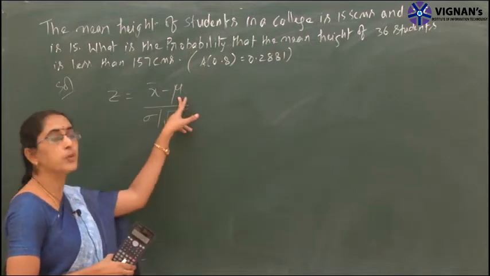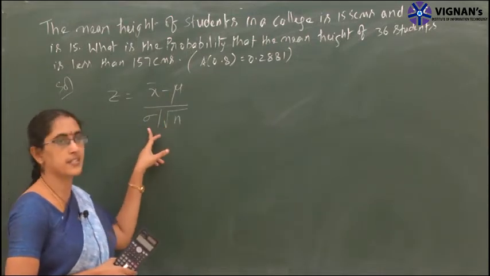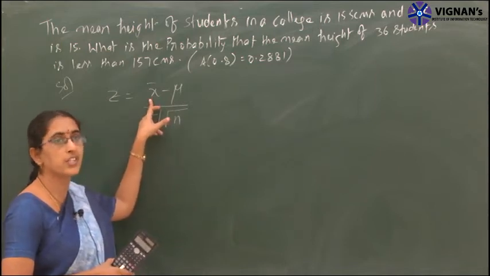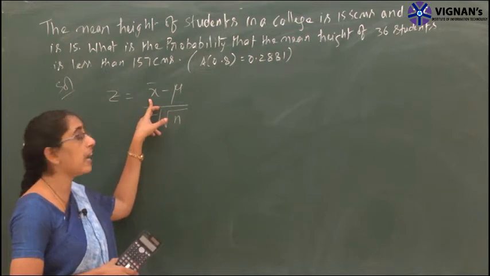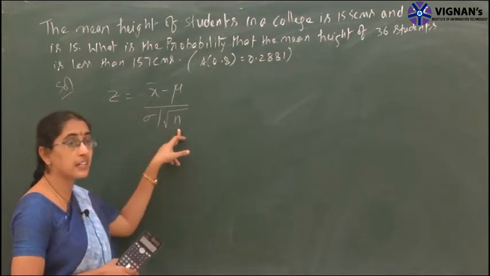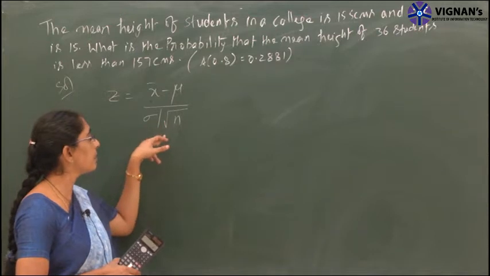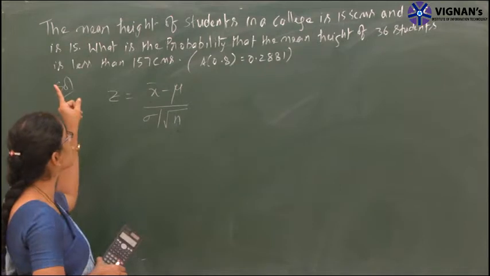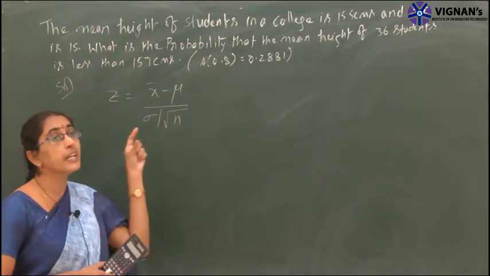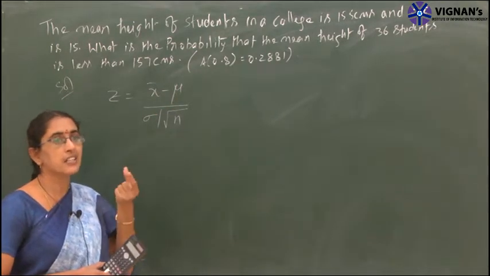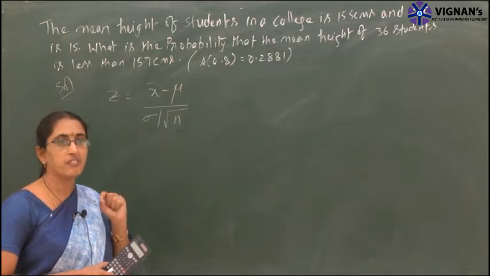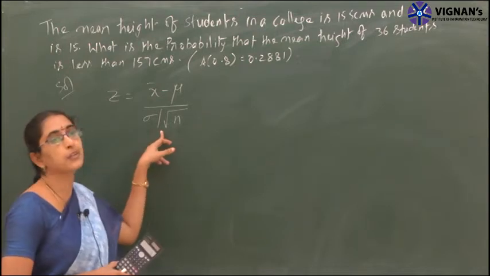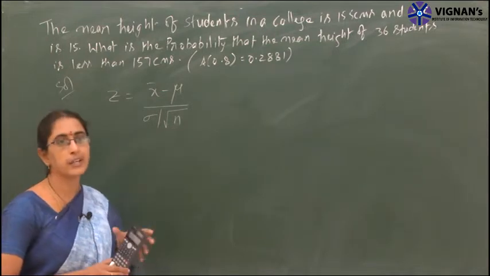So mu is the mean of the population, sigma is the standard deviation of the population. But when we are considering a sample from the population here, then in place of x, we have to take x bar. And since we are considering the sample size, so sigma by square root of n. So why is it sigma by square root of n? Here, they are asking you to find the probability that the mean height of students is, means for the sample mean we have to find here. And we know that the standard error for sample mean is sigma by root n here. So that's why here it is sigma by root n.